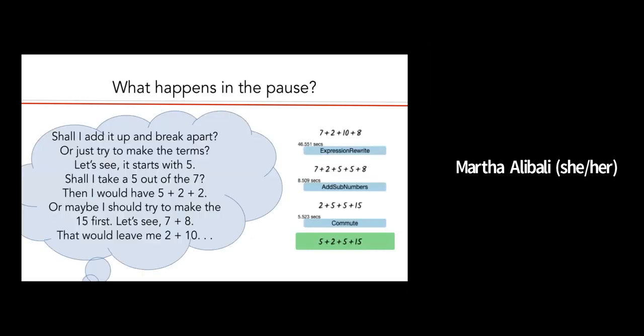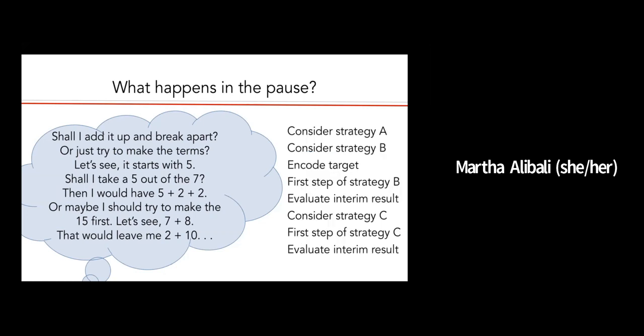And so this raises a really interesting question: what happens in the pause? It's sort of like what happens in that little reaction time moment in the Bai work. What's going on as a student tries to navigate this situation? The student may be deciding what strategy to use. They may be looking again at the target, making sure they've encoded it properly. They may be evaluating an interim result.